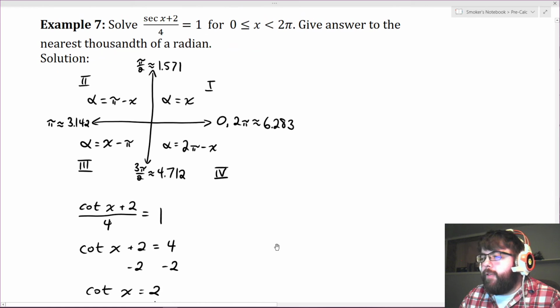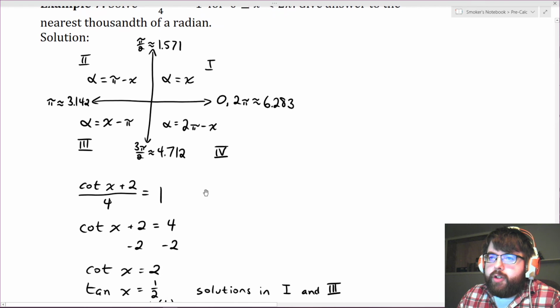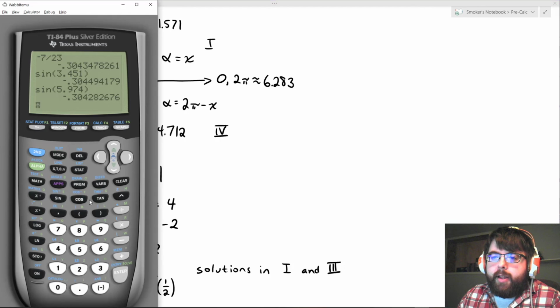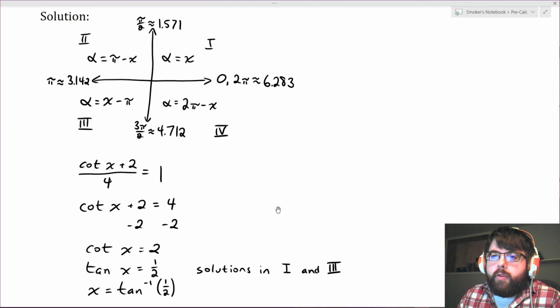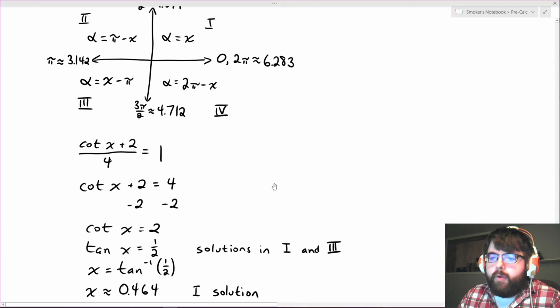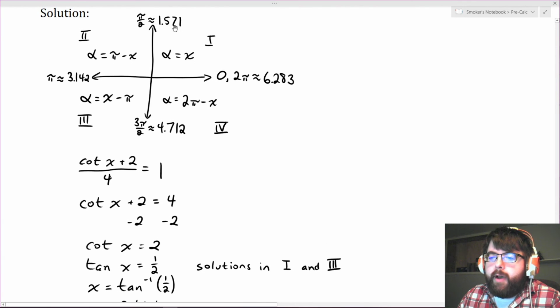Cotangent is the reciprocal of tangent. So tangent of x will be equal to 1/2. This is a positive solution, so tangent will be positive in the first and third quadrants. Okay. Take tan inverse of 1/2. Put that in your calculator. Tan inverse of 1/2. Get 0.464. That is a first quadrant solution because it's between 0 and 1.5.